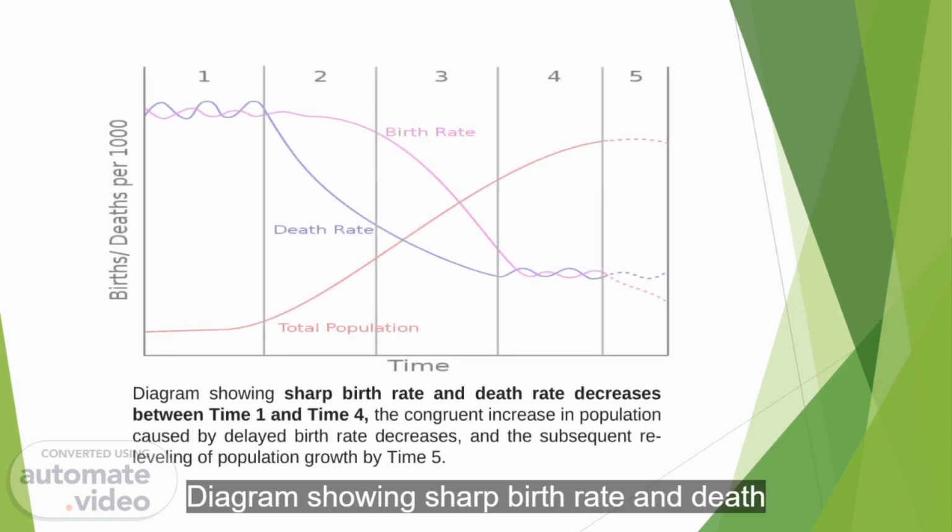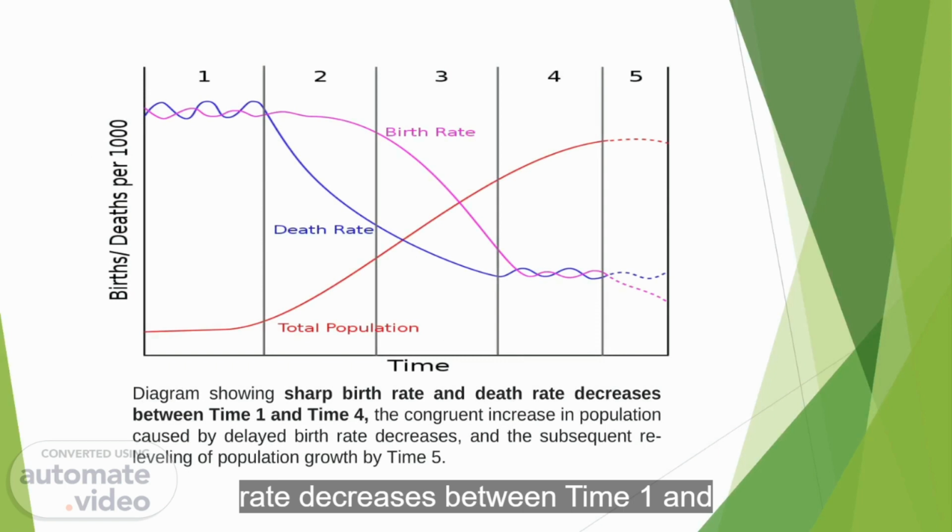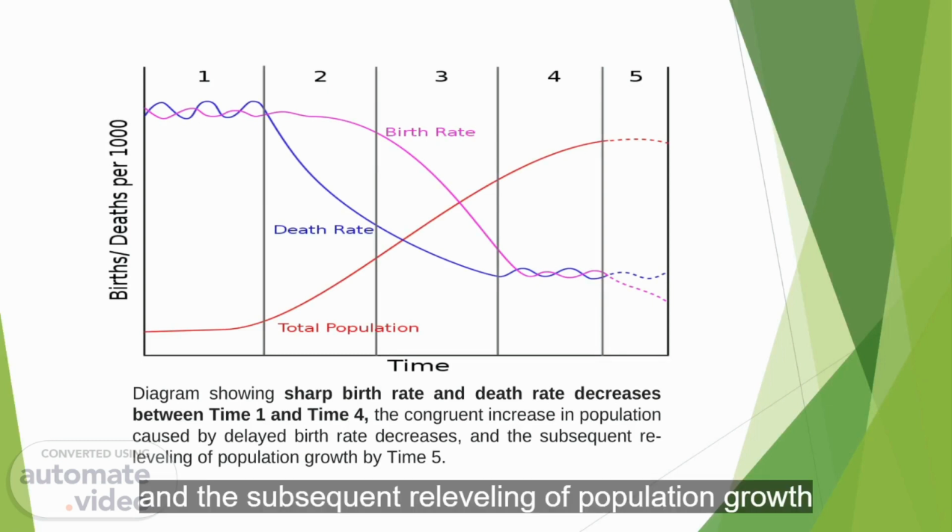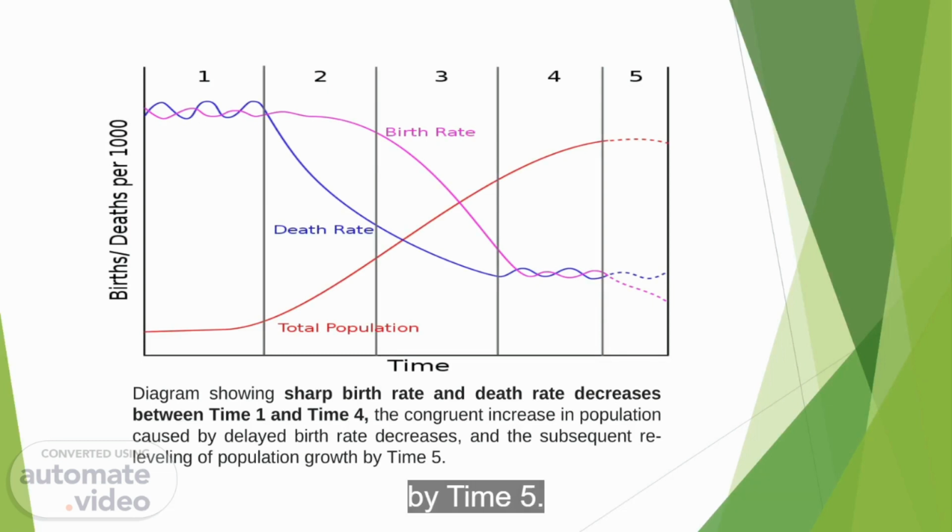Diagram showing sharp birth rate and death rate decreases between time 1 and time 4. The congruent increase in population caused by delayed birth rate decreases, and the subsequent releveling of population growth by time 5.